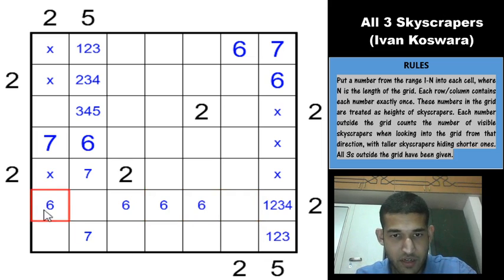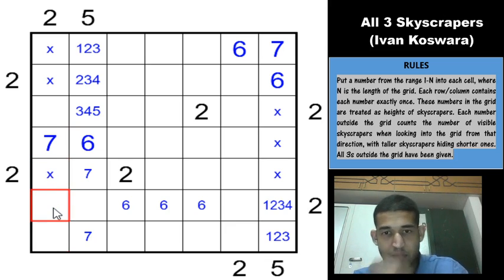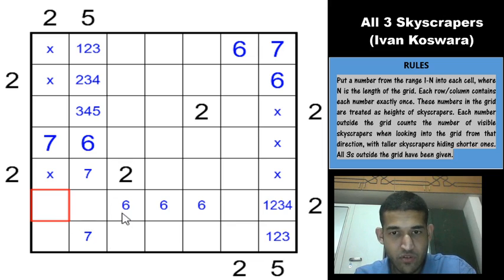Can you have the 6 here? If you have the 6 here, then from this direction, bottom to top, you will see 3 buildings, which is not permissible as per rules. So 6 is removed from here. So which means that 6 must be in any of these 3 cells, right?